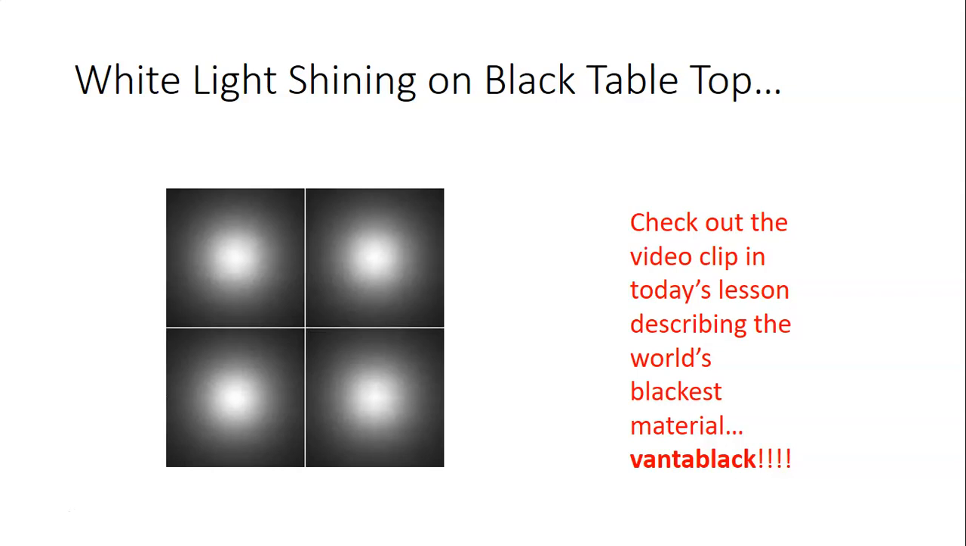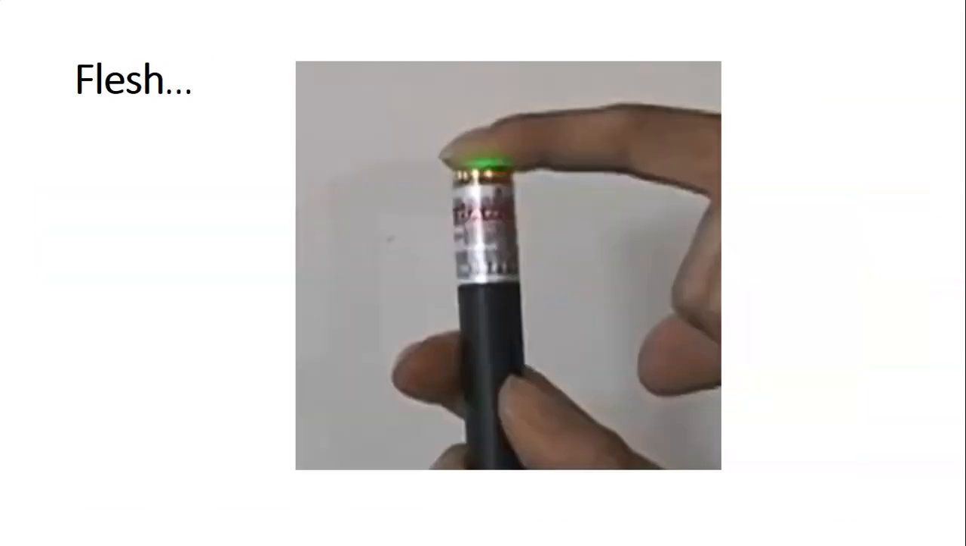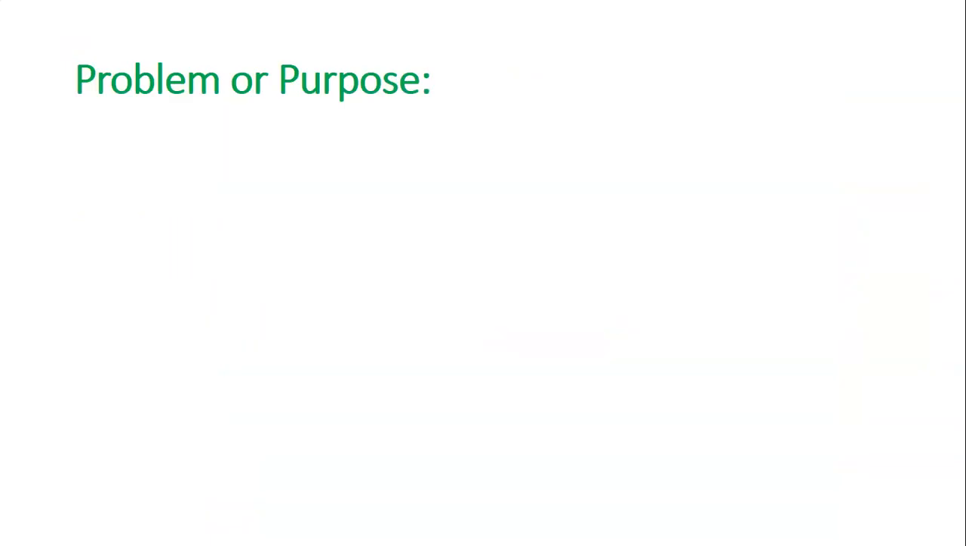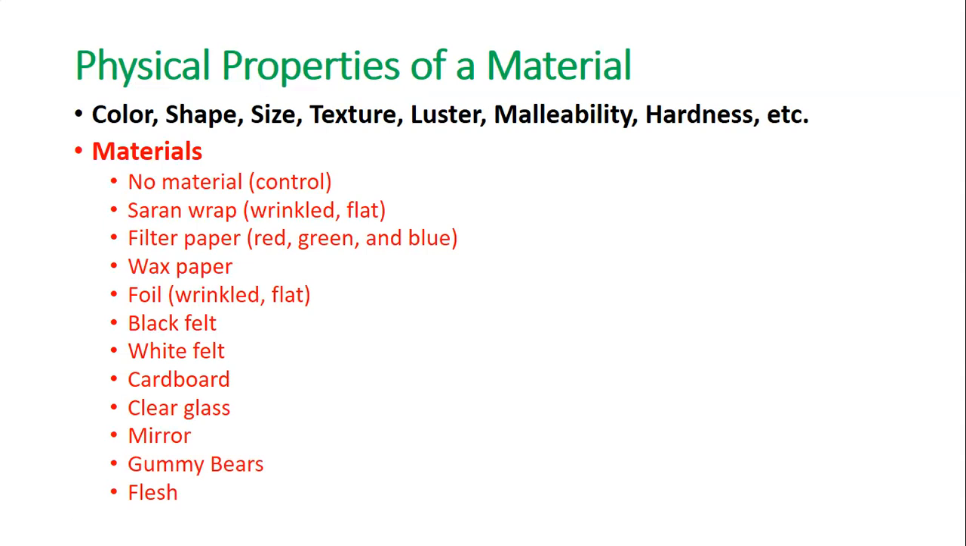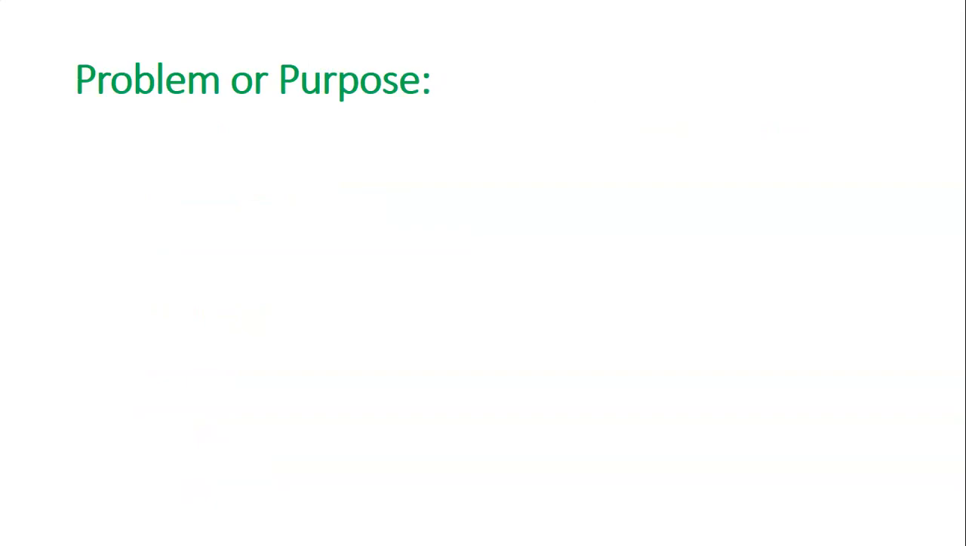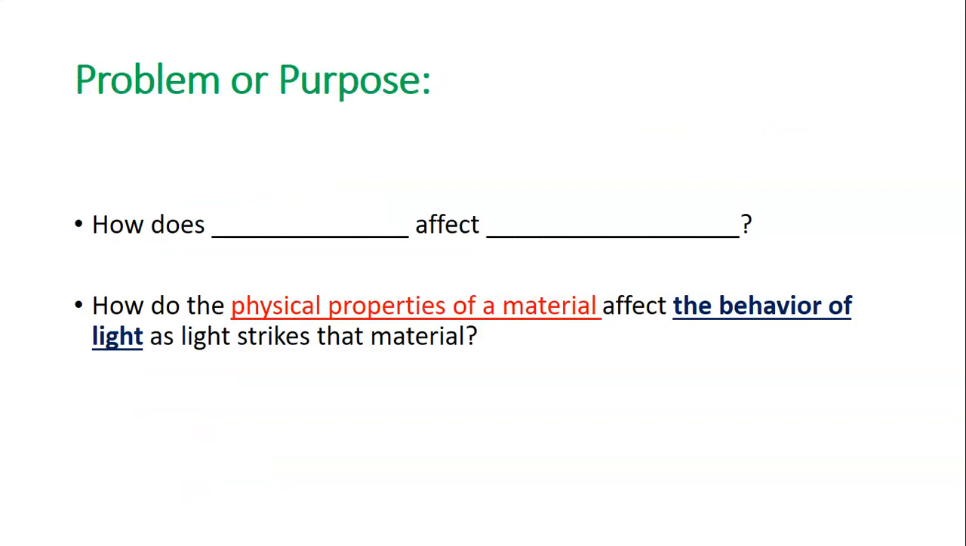The other video clip that I want you to watch is just 1 minute. It's just some results of the different materials in lab that we used. Like, what were the results? I showed you the gummy bear results, but what about the results with the felt or cardboard or the red, green, and blue filter paper? So the video clip is very quick, just showing you the results. And when I say results, the result is what is the behavior or behaviors of light that you witnessed or observed, and what caused those behaviors of light. And it has to do with the physical properties of the materials.